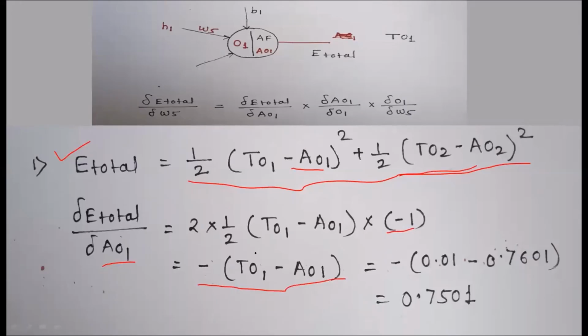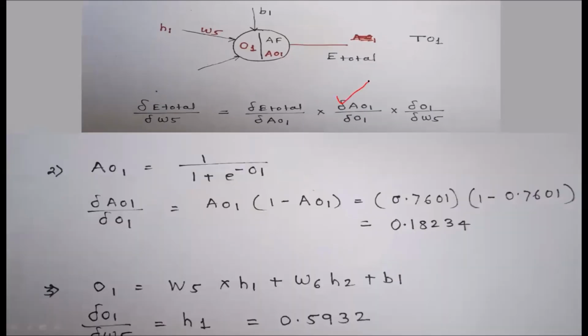We have already computed TO1 and AO1. So we'll substitute here, and we get this value, 0.7501. So this is the value of the partial derivative of this error with respect to AO1. So the first factor we have computed. This is our formula, and we have computed it from this formula. The next is to compute this value. So this value now we want to compute.